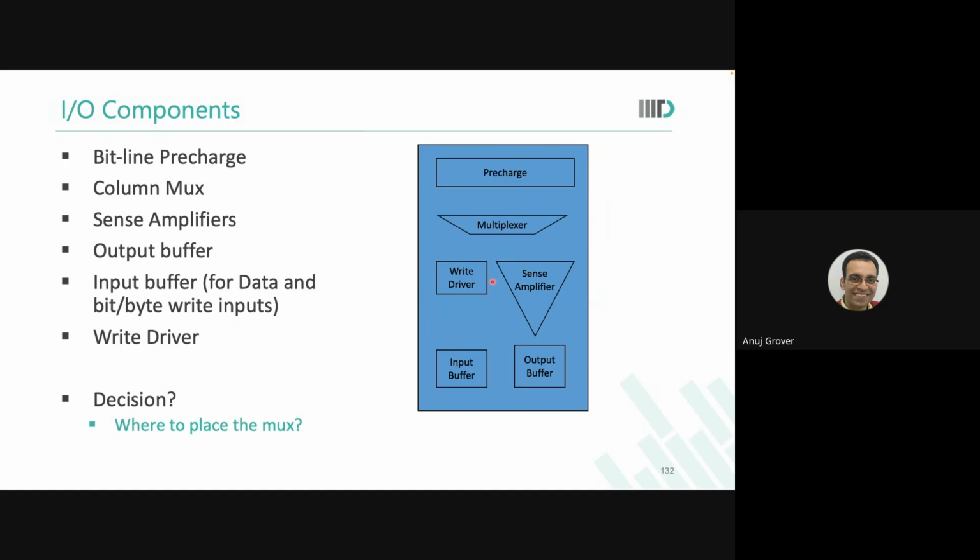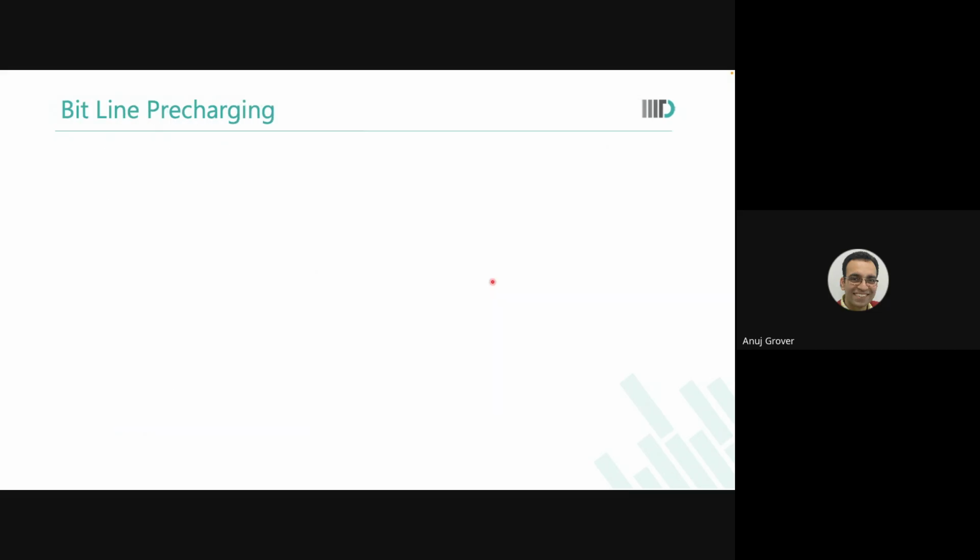So you could have the multiplexer down there with the write driver up there or the sense amplifier up there, but each one of them has their own disadvantages. Okay? Now what we will do is we'll quickly look at various components of an IO. The first circuit we look at is precharge. This is static precharge circuit. The PMOSs are always on.